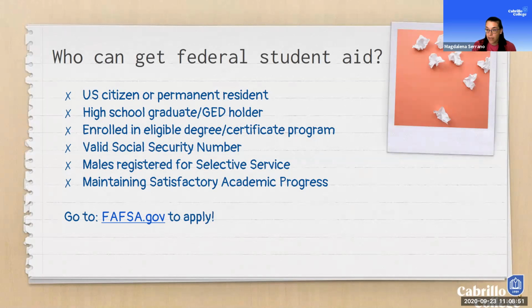So who is able to get federal student aid? Keep in mind I'm using the word federal here. Students that are eligible need to be a US citizen or a permanent resident. You need to be a high school graduate. You need to be enrolled in an eligible degree or certificate program. You do need to have a valid social. If you're a male between the ages of 18 and 25, you do need to be registered with Selective Service. You also need to be maintaining satisfactory academic progress, or SAP. There's also some more criteria, but this is the first big group.